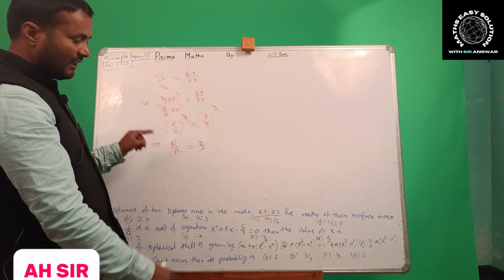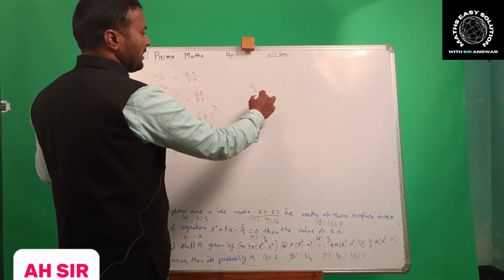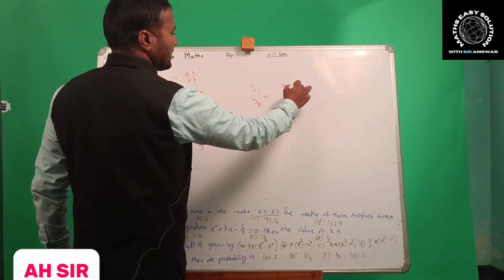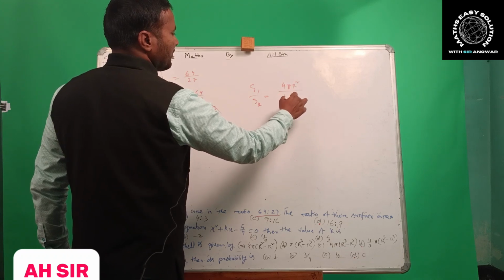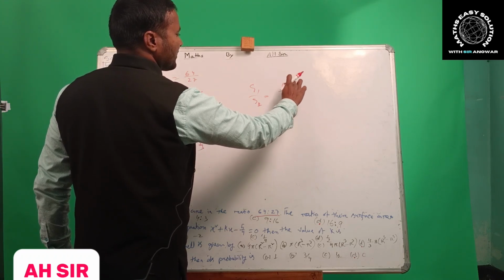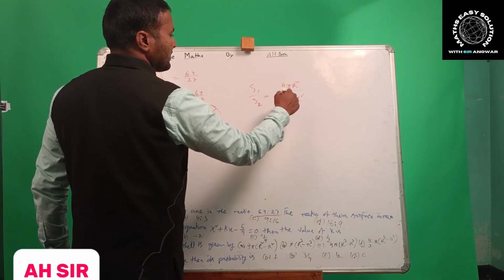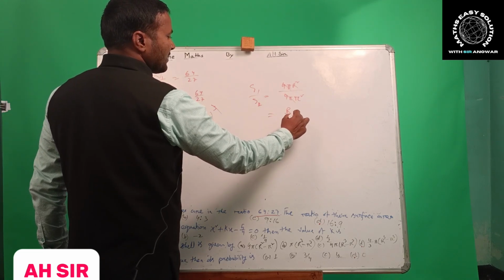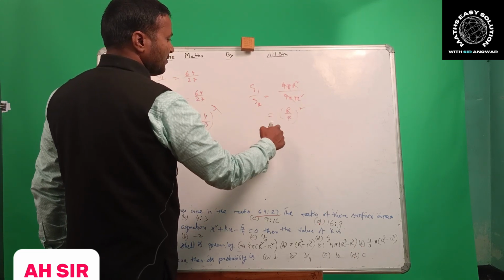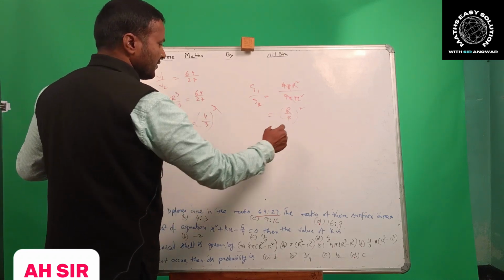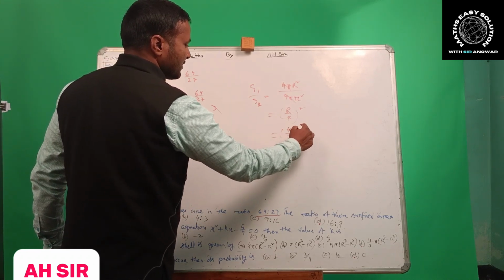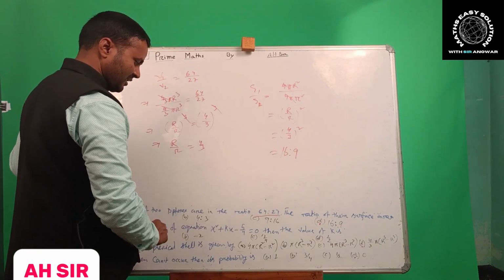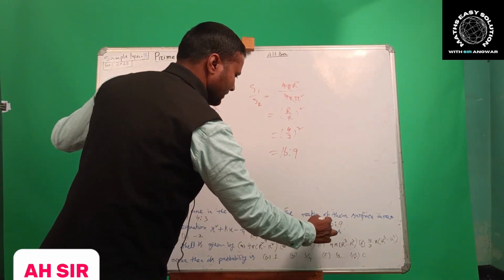So 3 cancel. Answer will be, R by r is 4 by 3. We get the radius ratio. Now surface area by surface area we have to calculate. It is 4 pi r square, 4 pi r square. First one is capital R, second one is small r. This cancel. R by r equal to 4 by 3. Answer is 16:9. So here answer is D.